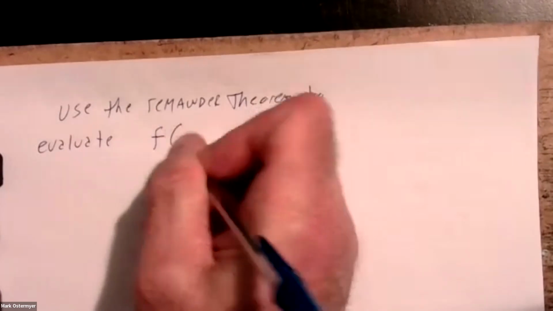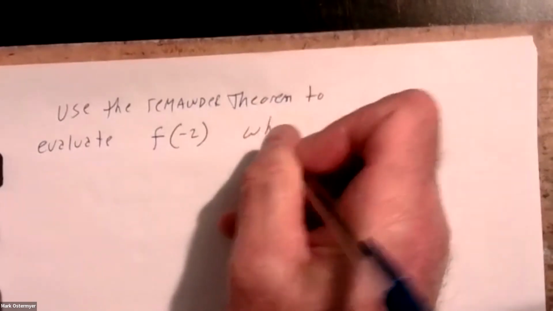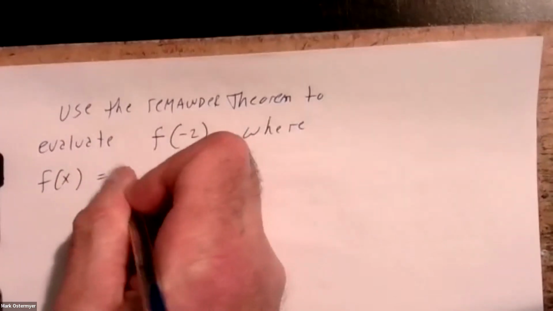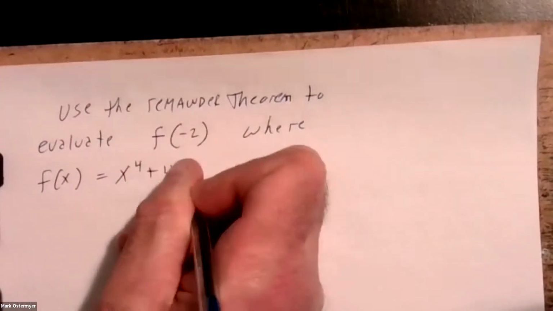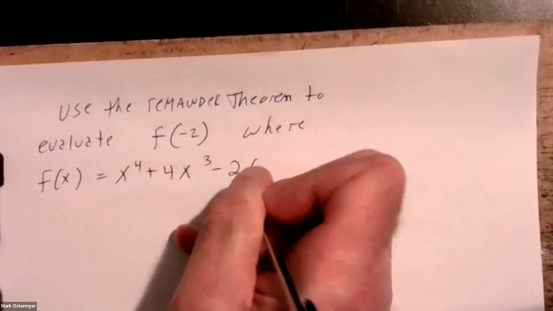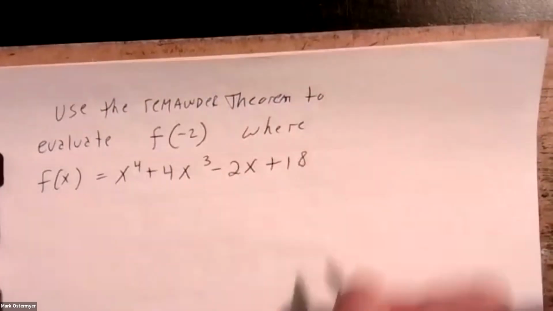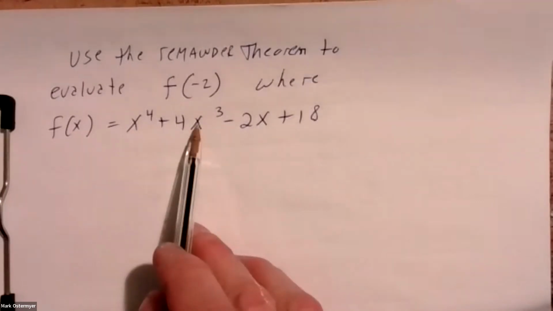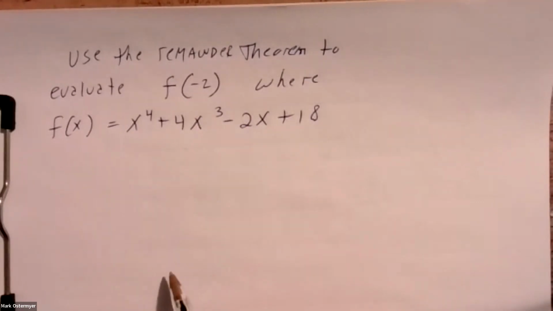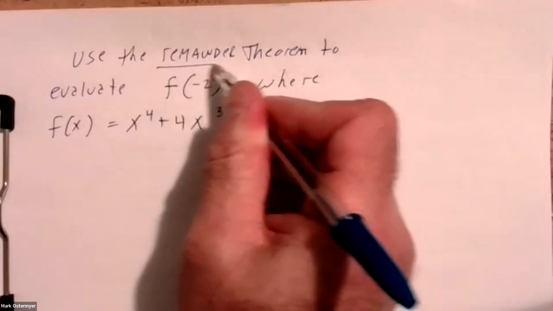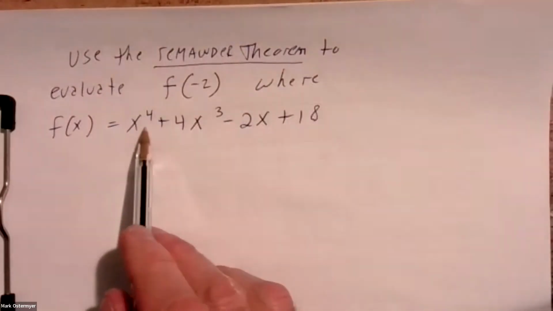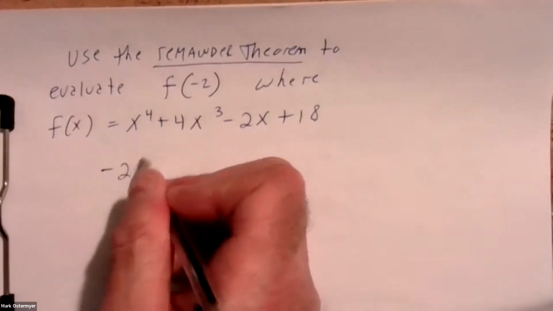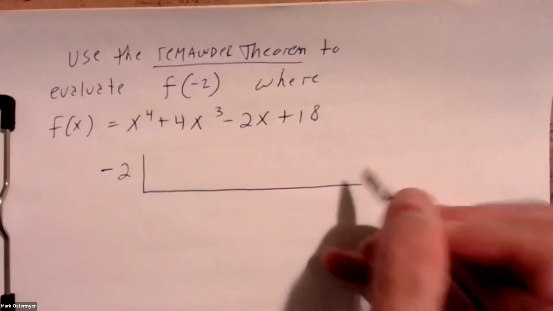We're going to use the remainder theorem to evaluate f of negative 2, where f of x, our polynomial function, is x to the 4th plus 4x cubed minus 2x plus 18. Now, one way to do this problem is to put negative 2 in for x everywhere and crank it out. You got your answer. But they want us to do this a different way. They want us to use the remainder theorem to find what f of negative 2 would be. To do that, we're literally going to divide negative 2 into the coefficients of this polynomial function.